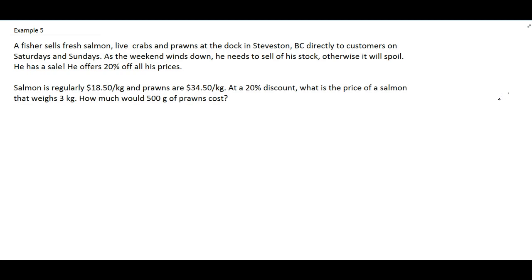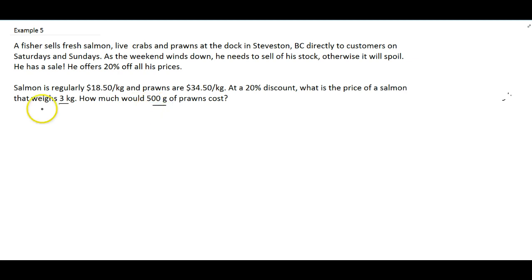A fisherman sells fresh salmon, live crab, and prawns at the dock in Stevenston, BC, directly to customers on Saturdays and Sundays. As the weekend winds down, he needs to sell his stock, otherwise it'll spoil. He has a sale. He offers 20% off all his prices. Salmon regularly goes for $18.50 a kilogram, prawns for $34.50 a kilogram, and at 20% off, what is the price of a salmon that weighs 3 kilograms, and how much would 50 kilograms of prawns cost?